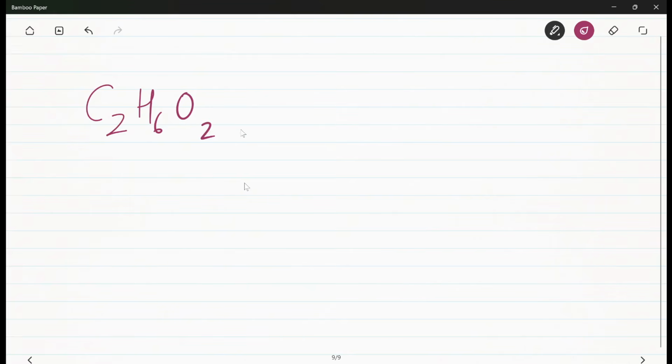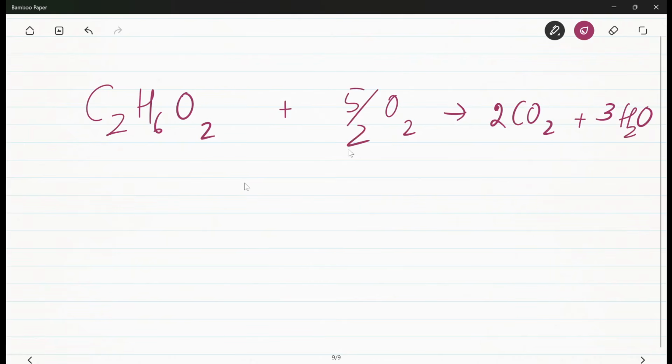C2H6O2. Then you have to balance oxygen: it gives rise to 2CO2 plus water, which you have to balance. 3 water means 6 hydrogen, water is balanced. So oxygen you have to balance. Here 2 oxygen, here 4 plus 3, 7. So 2 already there, 5 by 2 if you multiply, we get the answer.